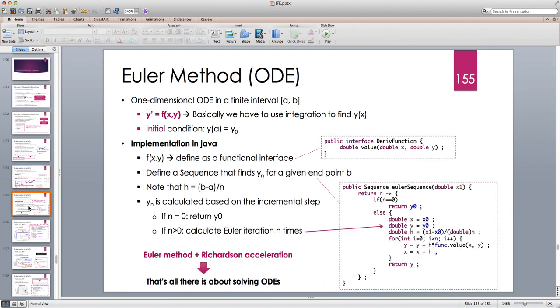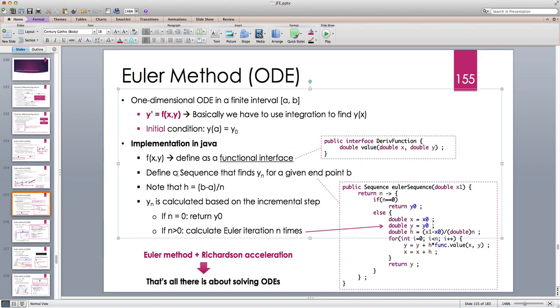Okay, so here's the code. We want to implement this Euler method, a very simple way of solving this initial value problem, in Java. So f of x and y, define it as a functional interface. This is the way we do it always. Let's call it DerivFunction. DerivFunction means the function based on x and y that gives me y prime. And it has one public abstract method, value, that takes x and y.